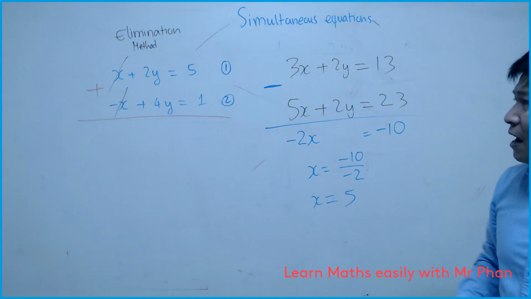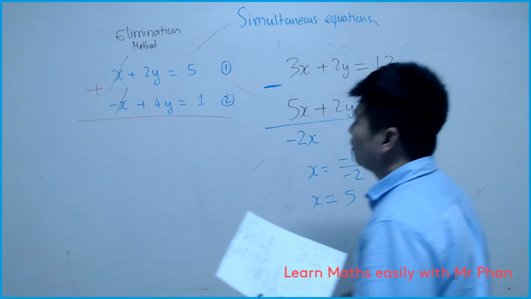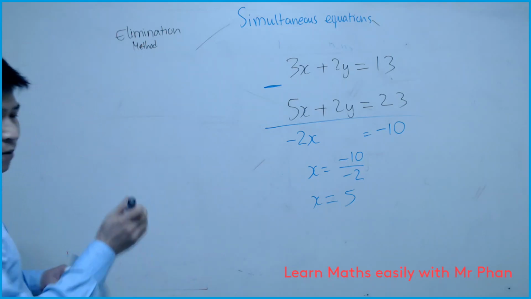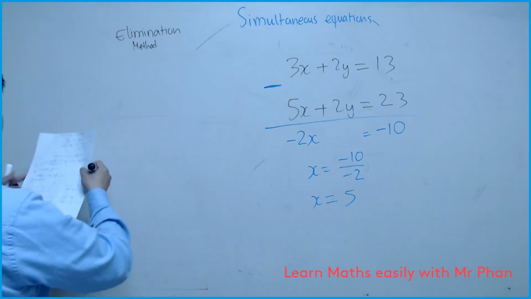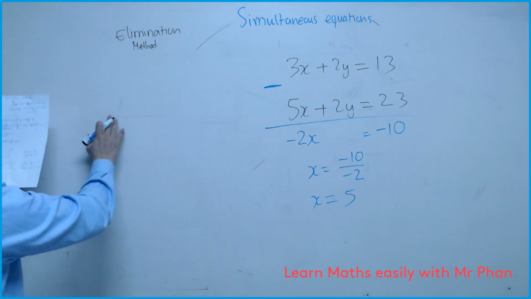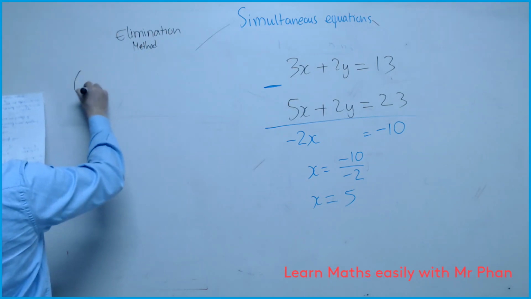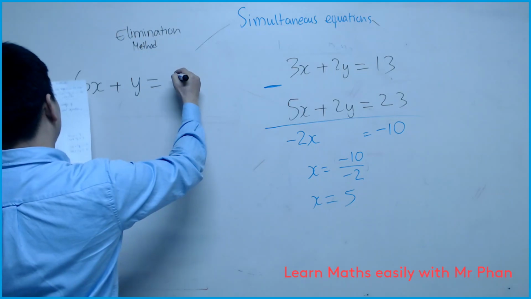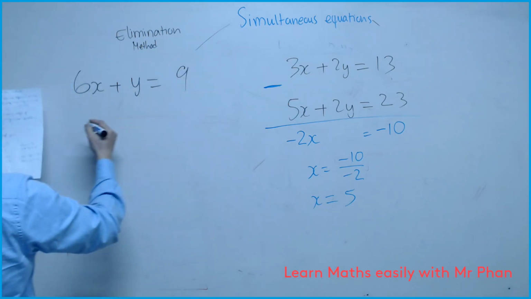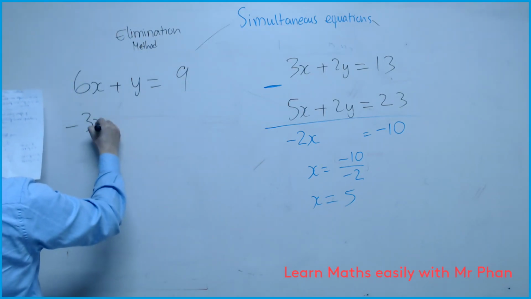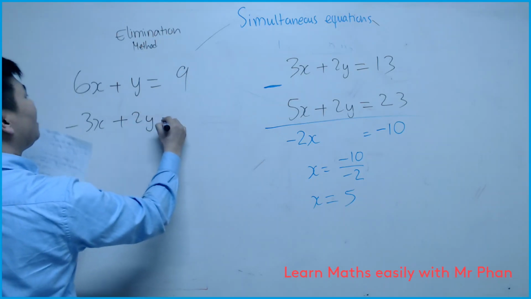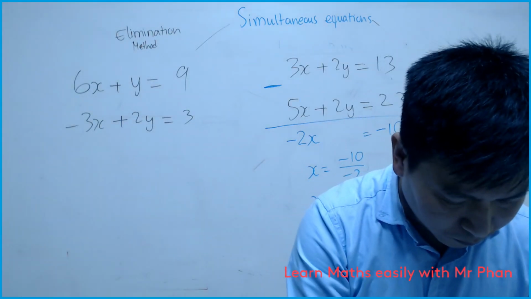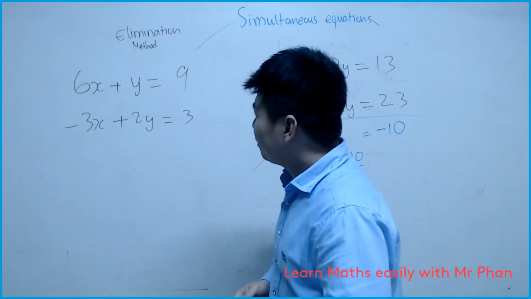I give you another case here. I wrap that one up and use this one here. Sometimes what happens is the coefficients are not the same. So I give you another example. I got 6x plus y equals 9, and I got negative 3x plus 2y equals 3. See? What happens if the coefficients are not the same? You check it out.